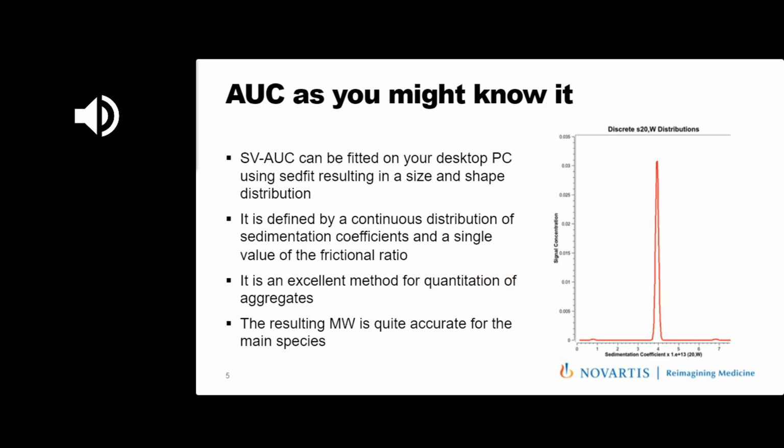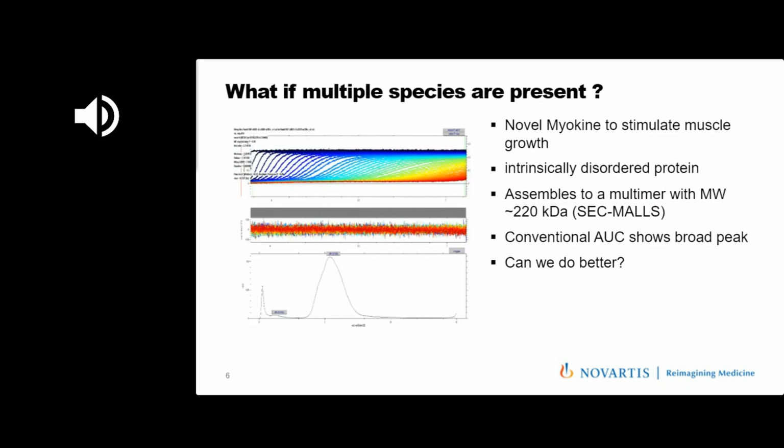So, AUC sedimentation velocity, as you may know, you can fit your SV data on your desktop computer, like in SEDFIT, or you can do it with a supercomputer using UltraScan and get a size and shape distribution. In the simplest case, you have a single species with a sedimentation coefficient and a single value for the frictional ratio. This is an excellent method for the quantitation of aggregates, and the resulting molecular weight is accurate for the main species. But what if multiple species are present?